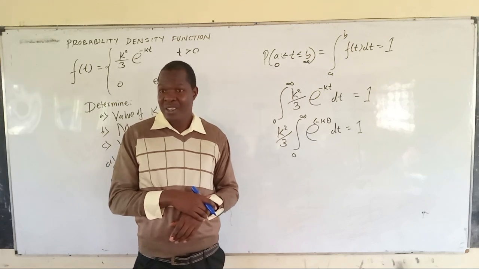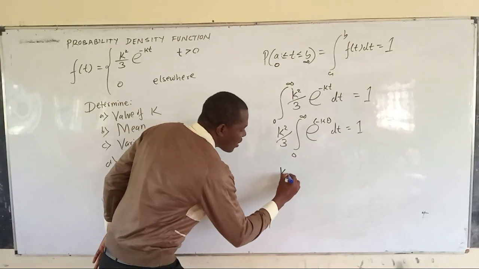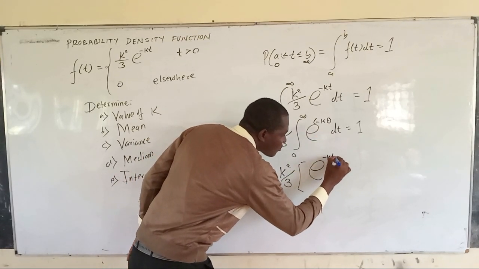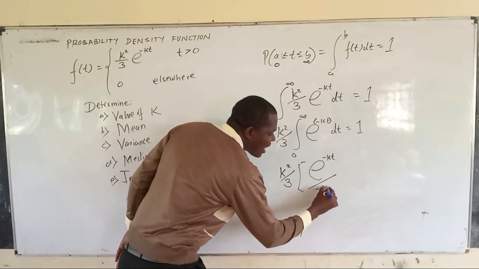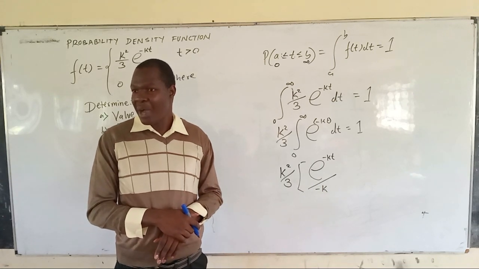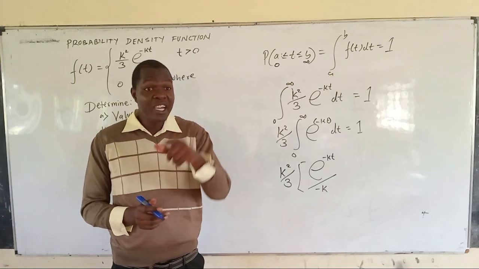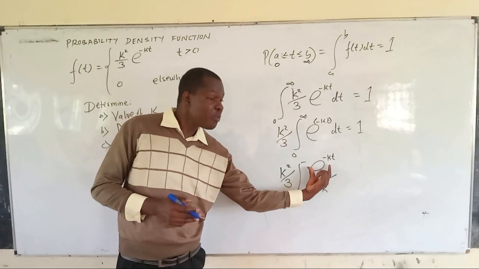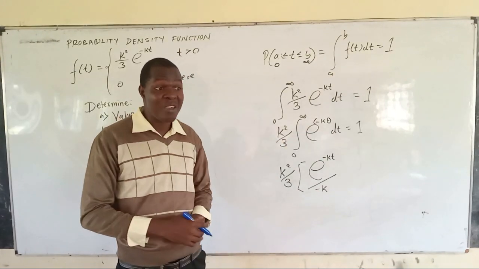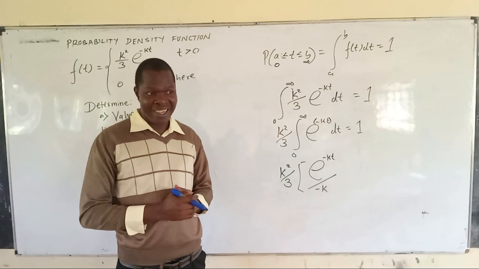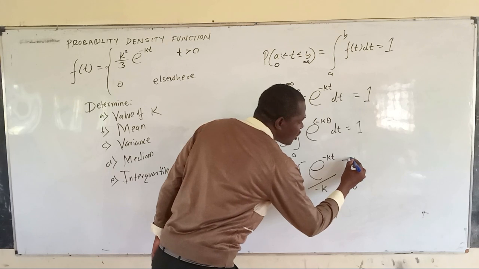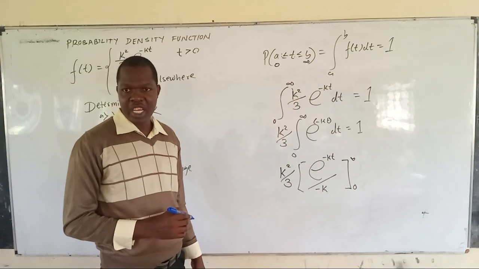Are we together? So when you are integrating an exponential function, here we have k squared over 3 outside. The exponential function remains the way it is, e^(-kt), then you divide by the derivative of the inner function, which is negative k, which must be a constant. That was because of algebraic substitution. If it is not a constant, then it is something else. Good. Then you put your limits from 0 to infinity.